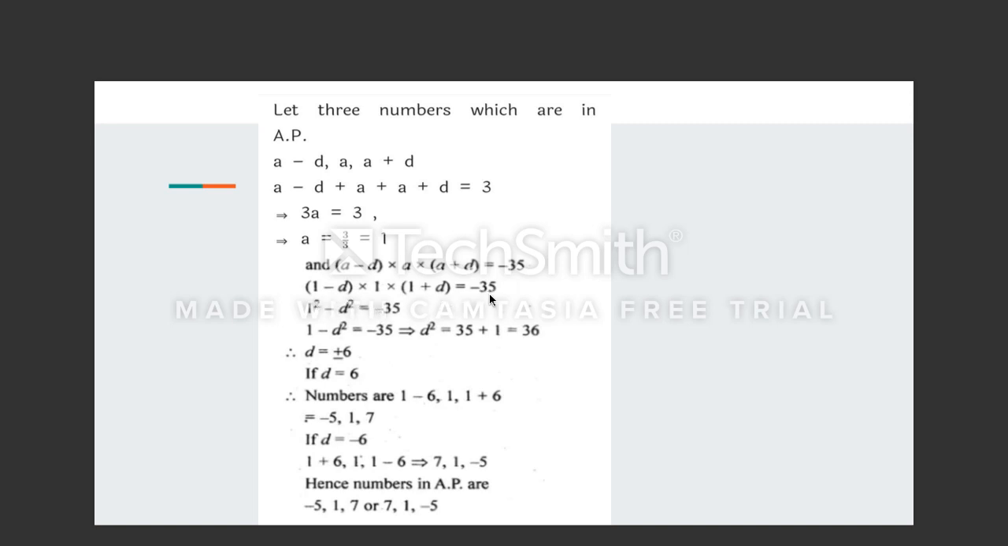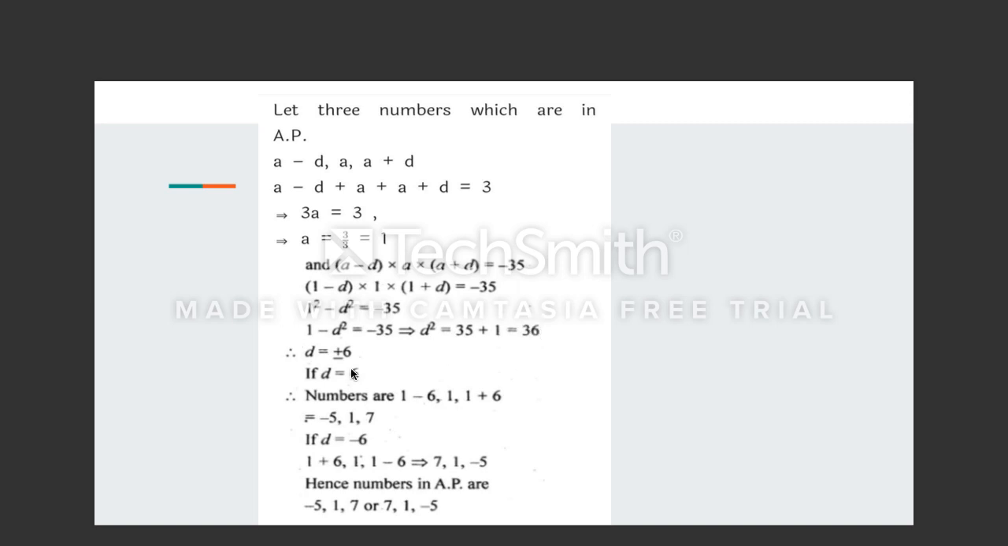And the product was given as minus 35. This is given in the question. Minus 35 is the product of the three numbers and 3 was the sum. This much is clear. Now 1 square minus D square is minus 35. 1 square, we get 1 only, minus D square. So this one will be shifted to the other side. What do I get? D square comes out 35 plus 1, which is 36.